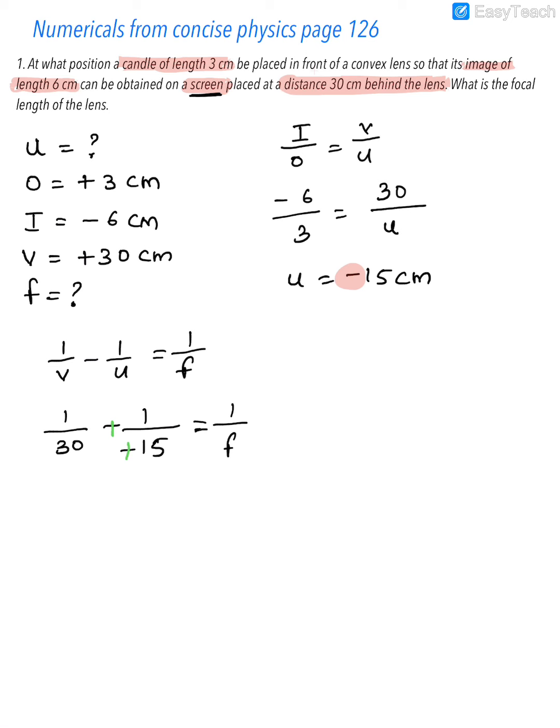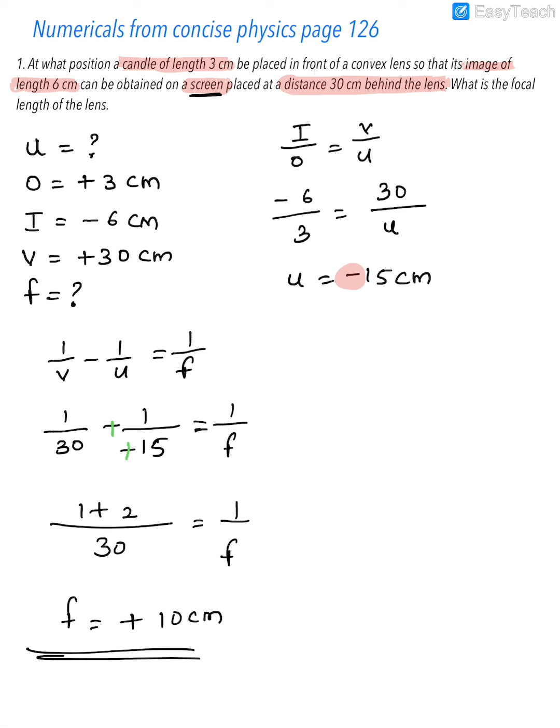Now you have to just take the LCM. What's the LCM? 30. So 1 plus 15 is 30, equal to 1 upon F. So F will be equal to plus 10 centimeter. Your answer will be focal length is plus 10. Why is it plus? Because the focal length F2 is always on the right side in a convex lens. That's why it is positive.